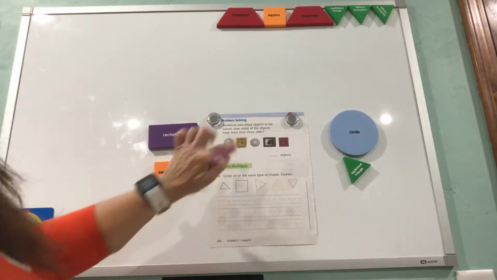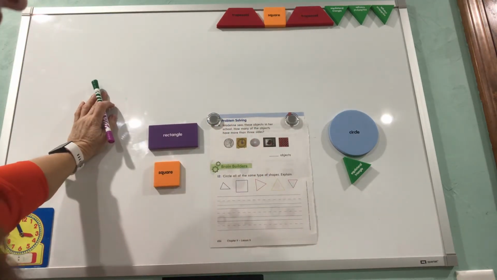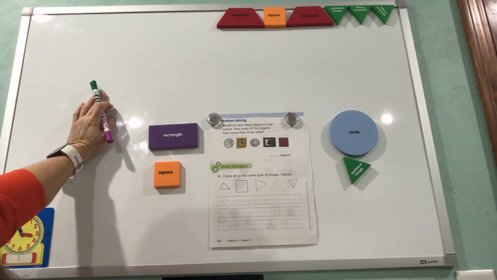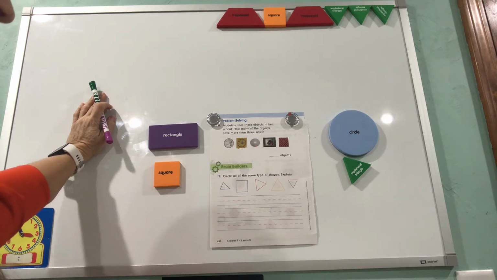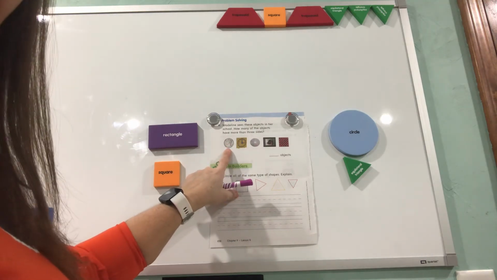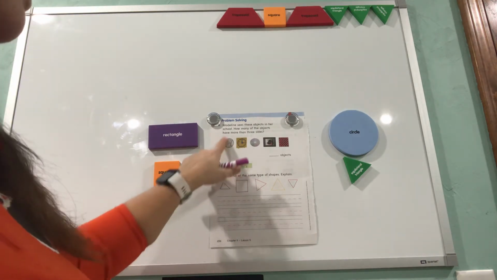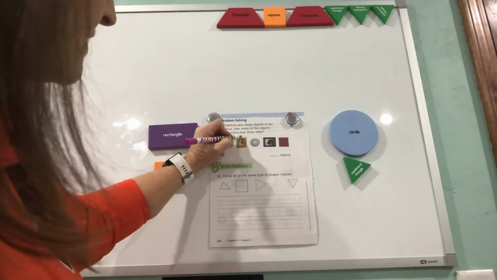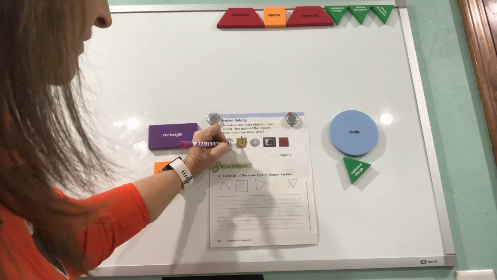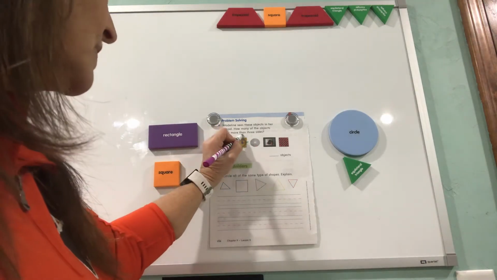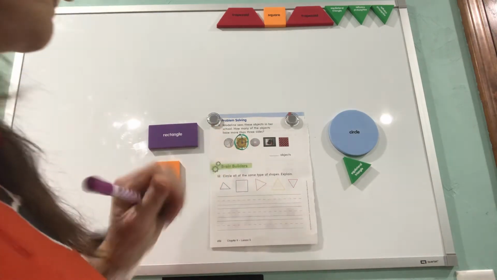So the first question says, Madeline sees these objects in her school. How many of the objects have more than 3 sides? More than 3 sides. So first she finds a coin. This is a nickel. Does it have more than 3 sides? Nope, there are no sides there. Then she finds a student clock. So let's look at the student clock. Here's 1, 2, 3, 4. Does it have more than 3 sides? Yeah, I'm just going to circle it so I know I need to use it.